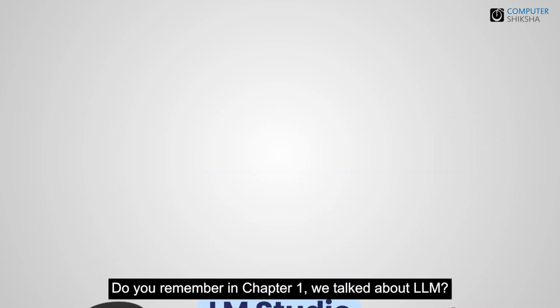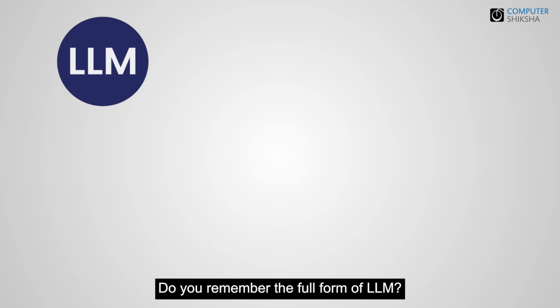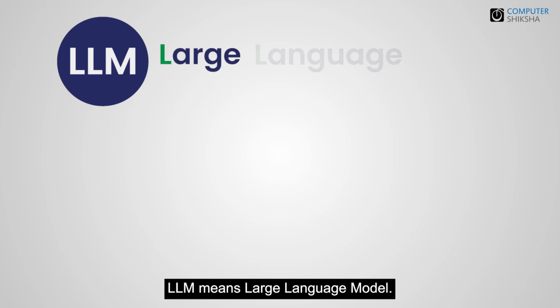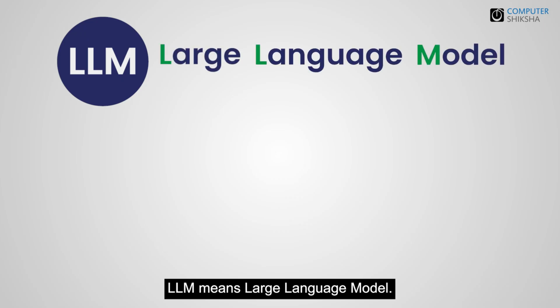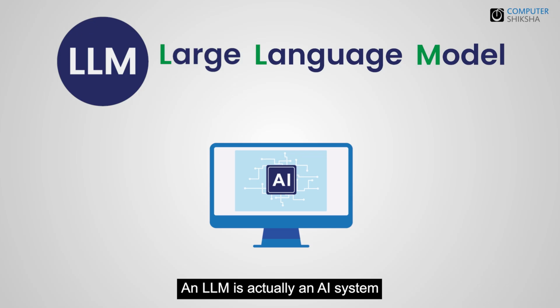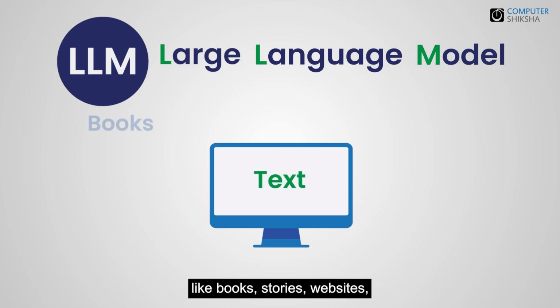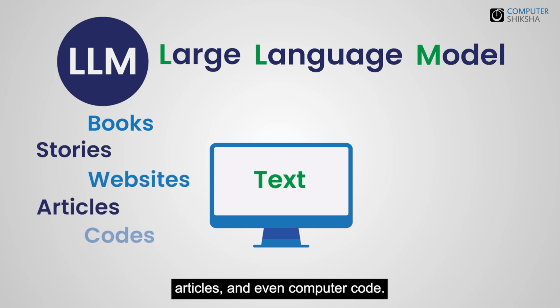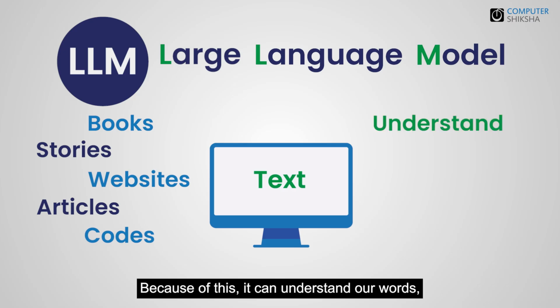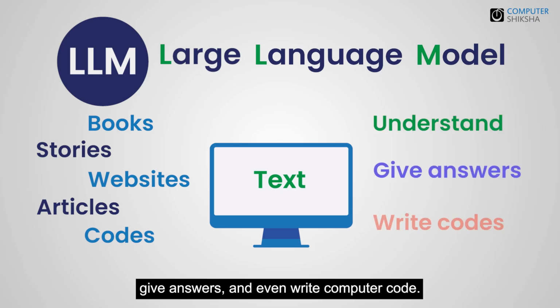Do you remember in chapter 1 we talked about LLM? Do you remember the full form of LLM? LLM means Large Language Model. An LLM is actually an AI system that has learned from a very large amount of text, like books, stories, websites, articles, and even computer code. Because of this, it can understand our words, give answers, and even write computer code.